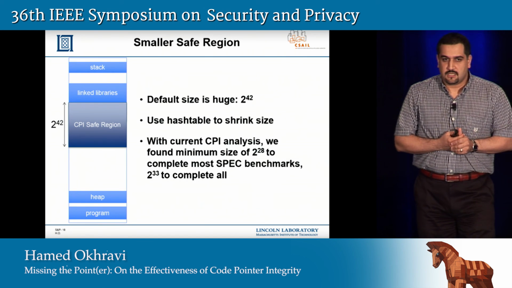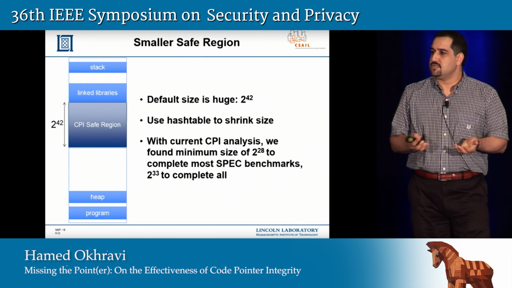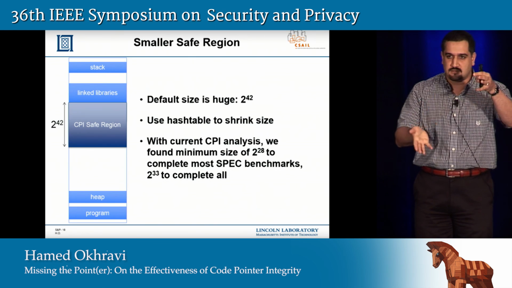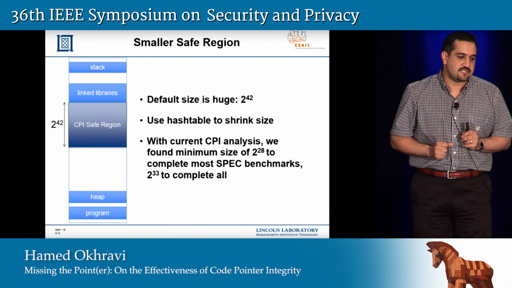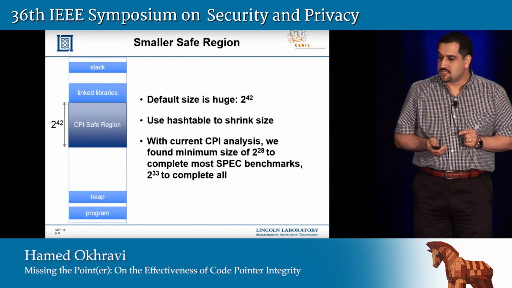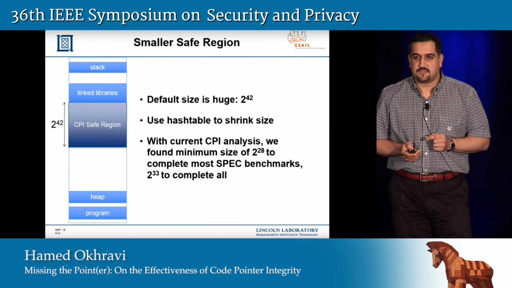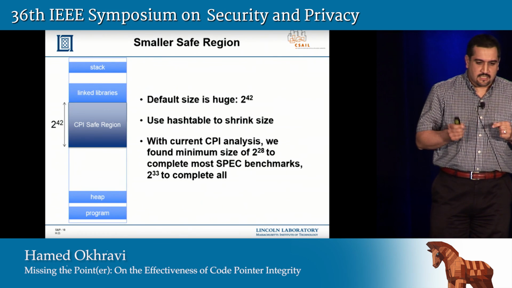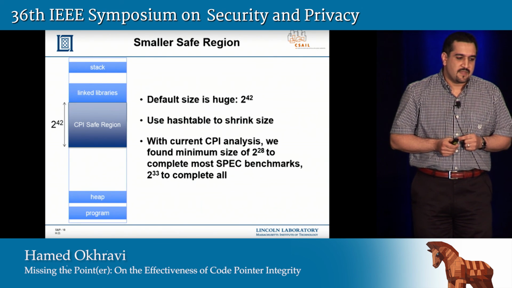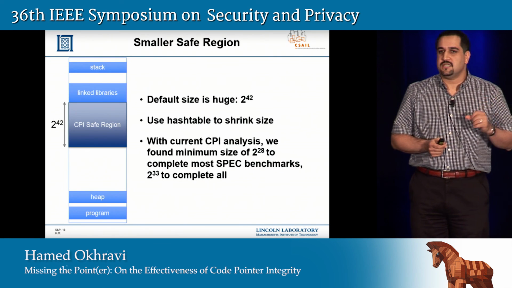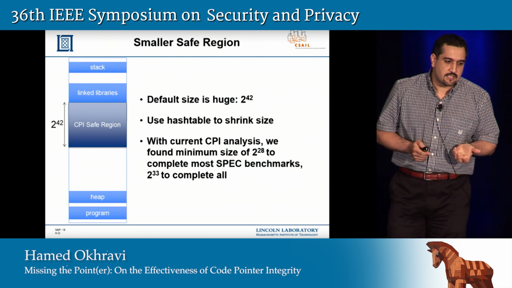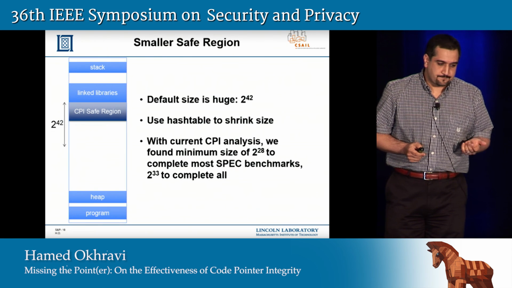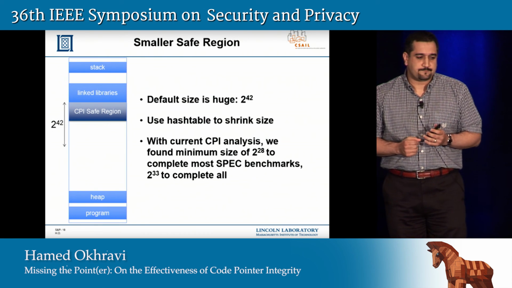Another possible defense against the attack is to make the safe region smaller, because a large part of the attack was that the safe region was very, very large itself. And we have looked at that option as well. There's another implementation of CPI called the hash table implementation that is slightly different than the simple table. So we have looked at what is the minimum size that is possible for that hash table. And we have evaluated 2 to the 28 first, sorry.